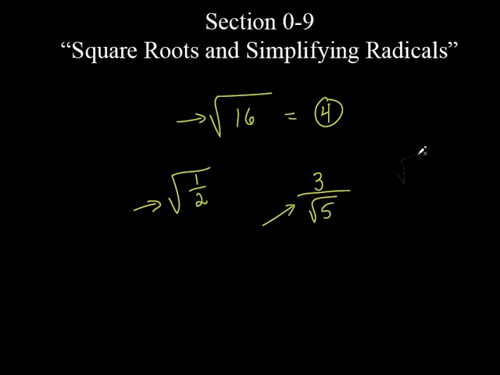Now, can you have one in the numerator? Can you have the square root of 5 over 3? Yep, that's perfectly fine. That right there is simplified. This is not. It's kind of weird, isn't it, that they don't let you do that, but that's the rules, and we've got to live by them.